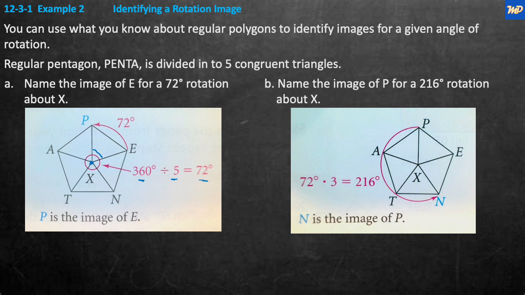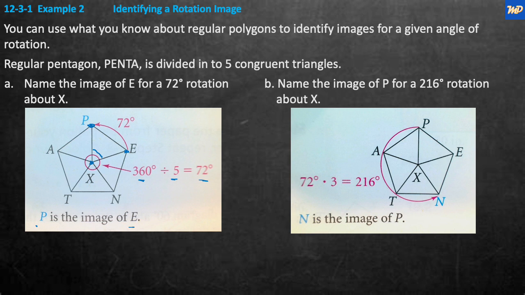So they want you to find the image of E. We know the pre-image of E is right here. That's E, for a rotation of 72 degrees about X. Well, 72 degrees about X is over here. So P is the image of E. E is the pre-image, P is the image. We started with the pre-image, and where you end up is now the image. And we moved 72 degrees about X. Okay, so P is the image of E.